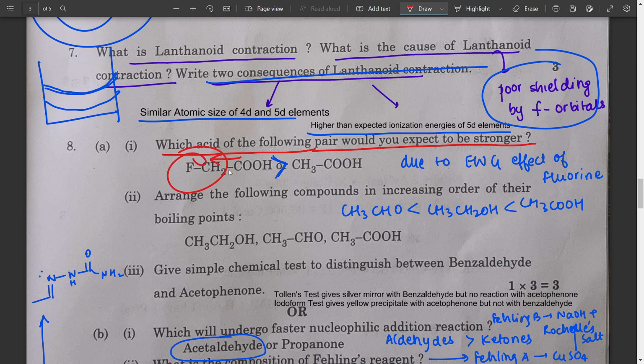It has a decent amount of electron withdrawing effect, I- effect that is. Hence, this is a stronger acid.